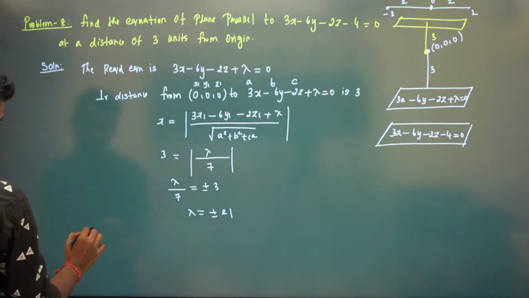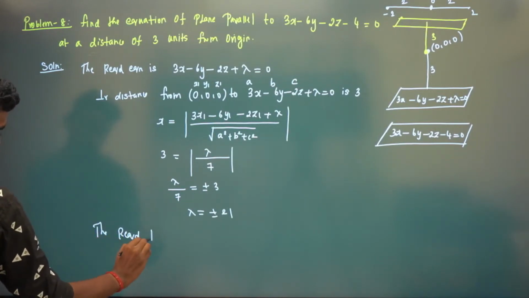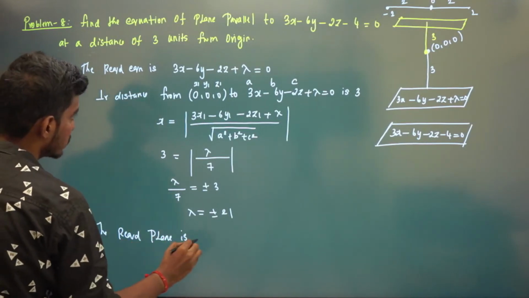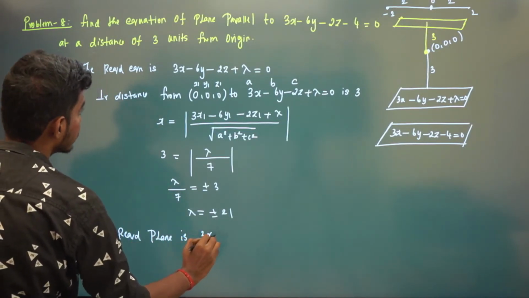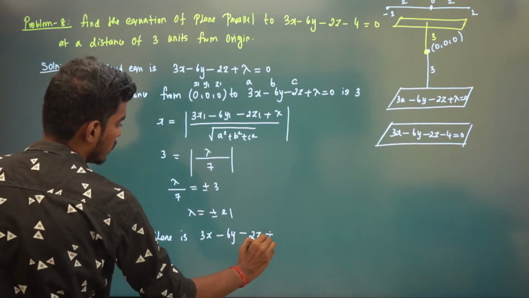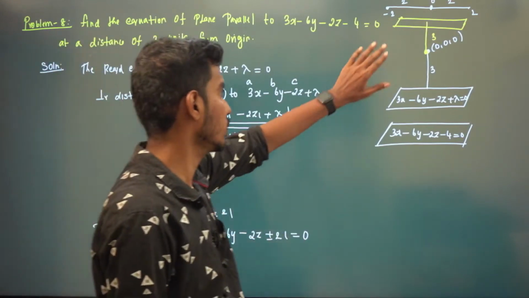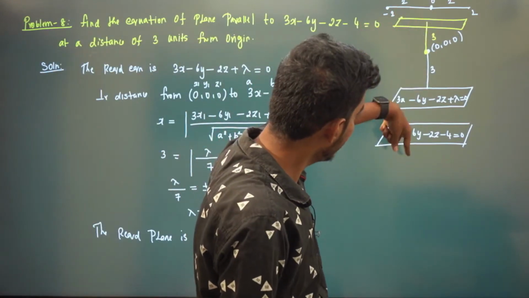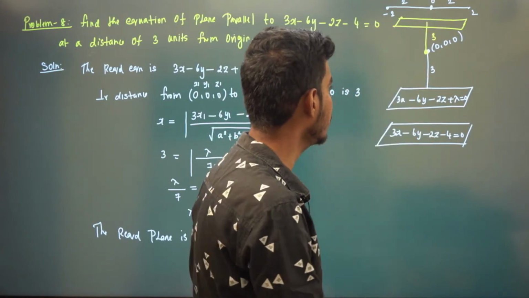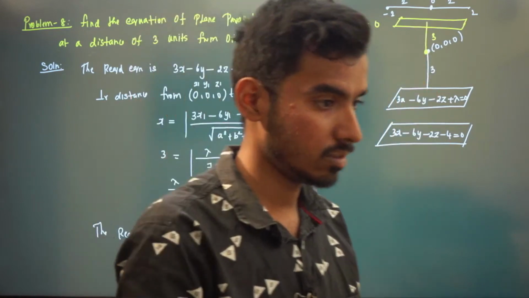So the required plane is 3x minus 6y minus 2z plus or minus 21 equal to 0. So there can be two possible planes. So you can see two planes are parallel to this plane, and they are at a distance of 3 units. So there are two possible planes. Is it clear?